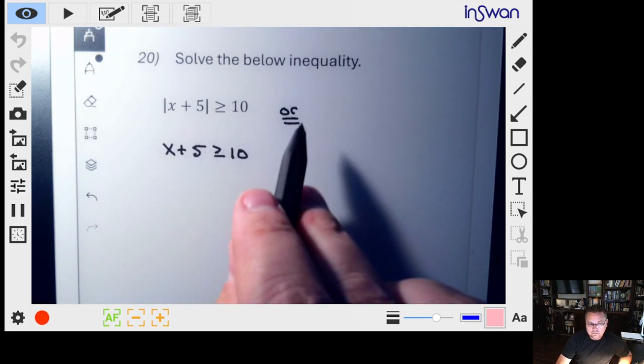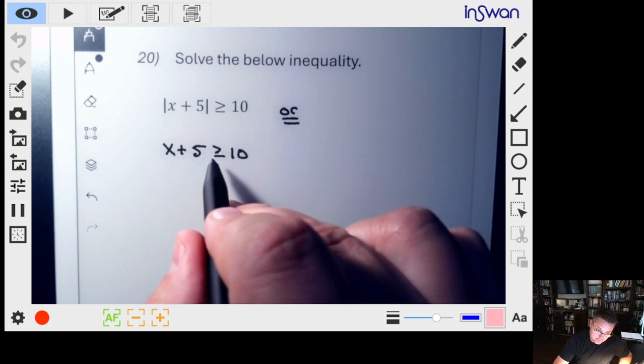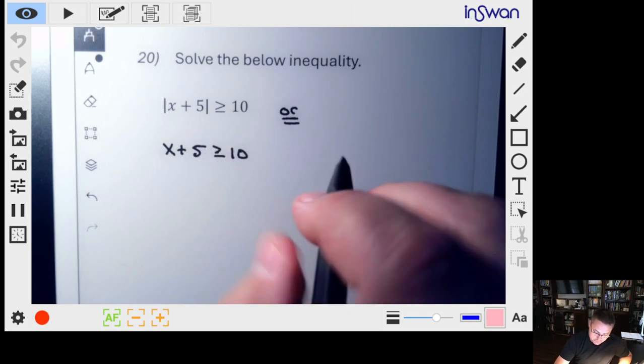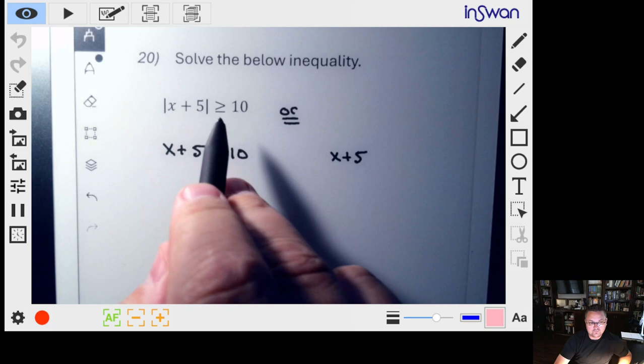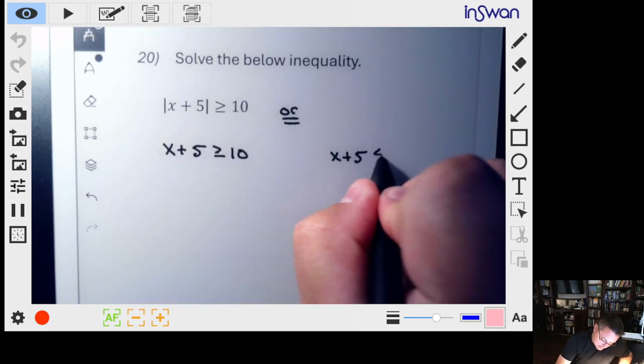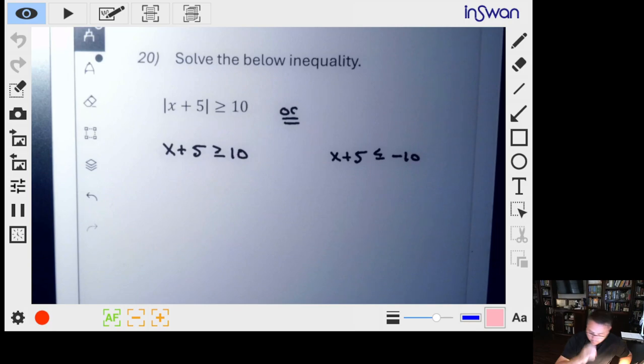The other one, the OR, so it's either this is true or this is going to be true. We're going to rewrite that piece without the absolute value. We're going to switch the sign, and we're going to make the other side negative. We talked in class why this is the way it is, but these are just the steps laid out for you.